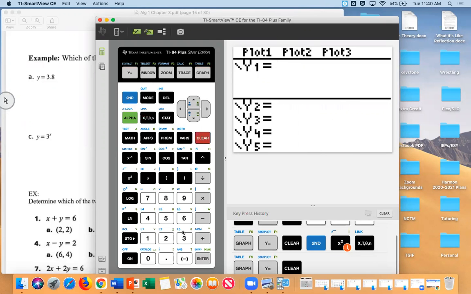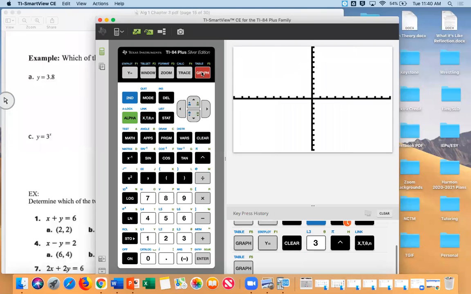Let's look at C. Ava, is that a curve or a line? Okay, how about Cody? Is that a curve or a line? It's a curve. So we're going to write for C, nonlinear.